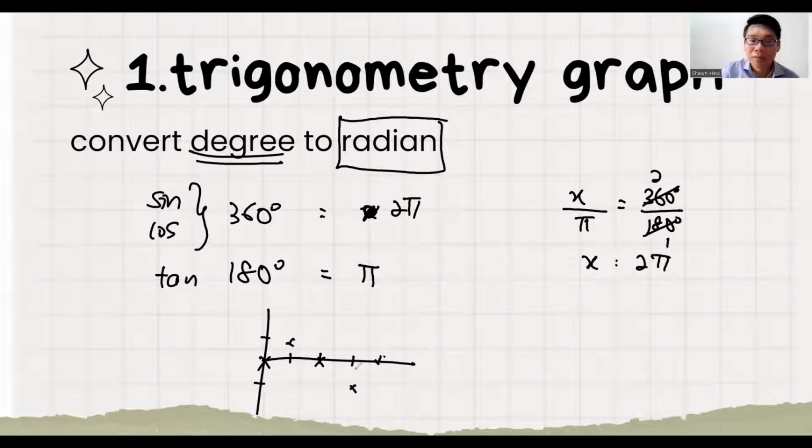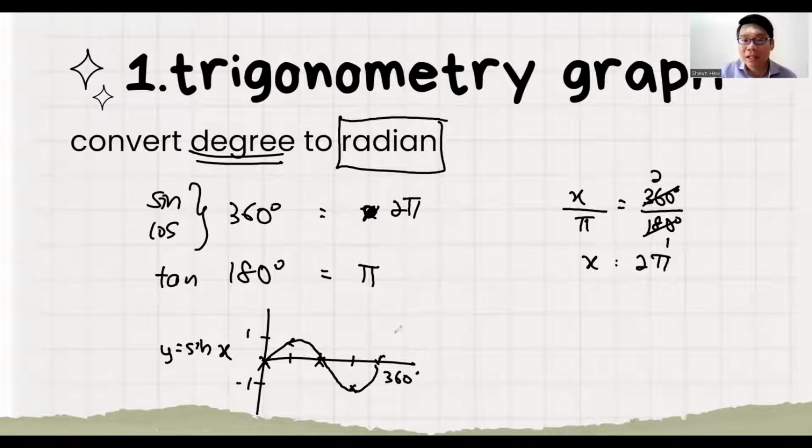This is your sine graph. Initially it is 360 degrees. If I convert to radian, how much is it? It is 2 pi. So if here is 2 pi, half of it is pi. Half of pi is half pi. Then half pi, 2 half pi, 3 half pi, 4 half pi is actually 2 pi. This is how we convert degree to radian.